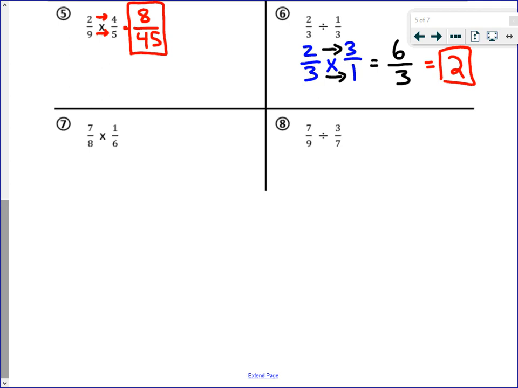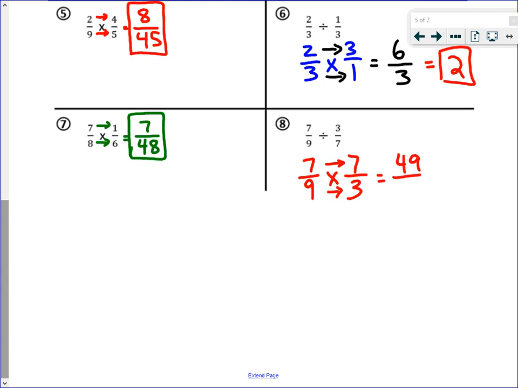Let's look at number 7. Multiply across. I get 7 over 48. And that is simplified. You cannot break that down any further. And number 8, let's rewrite that. 7/9 times 7 over 3. Multiply across. I get 49 over 27.